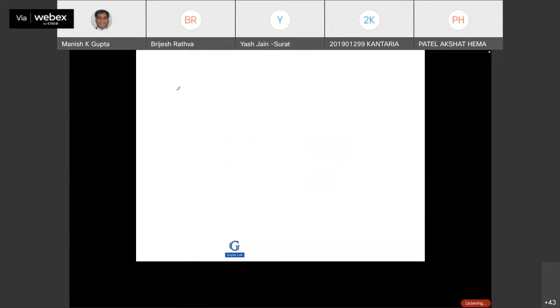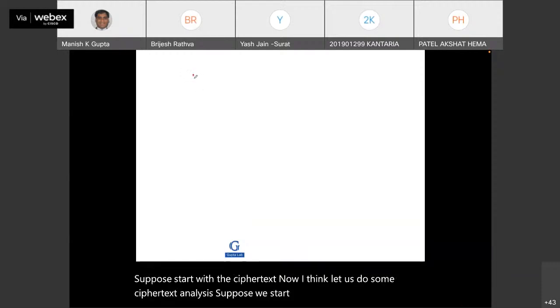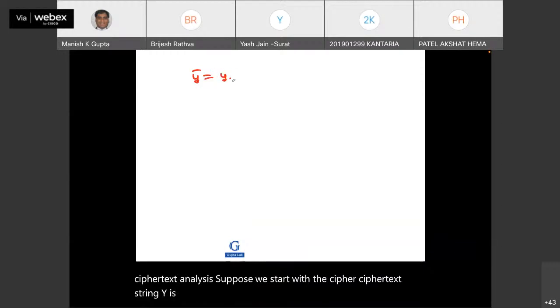Suppose we start with a ciphertext. Now let us do some ciphertext analysis. Suppose we start with a ciphertext string y equal to y1, y2, ..., yn. This is constructed using the Vigenere cipher.